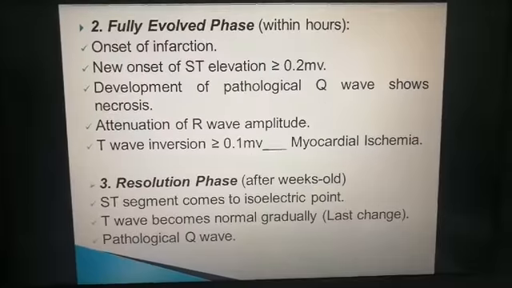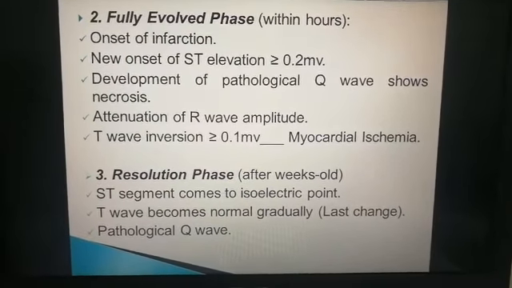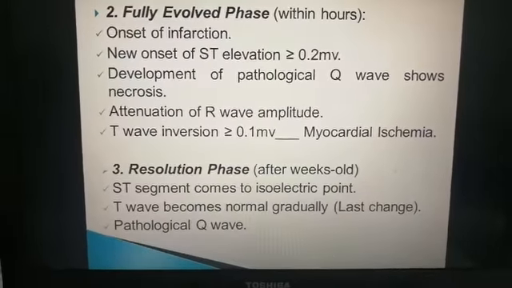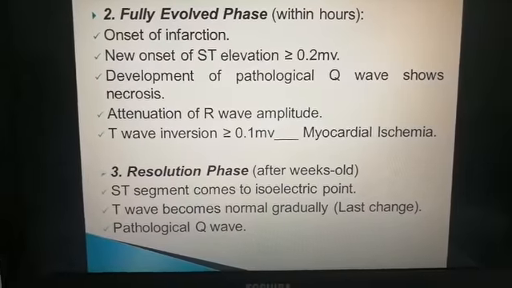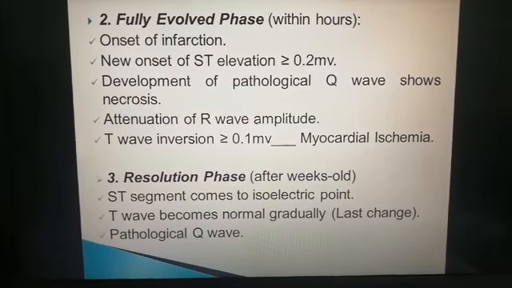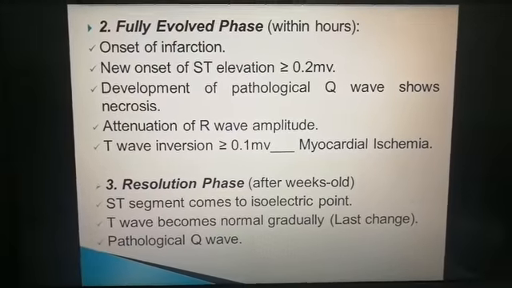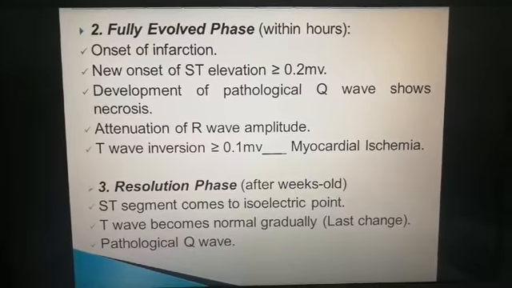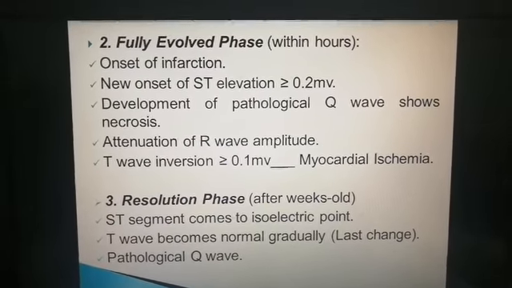That is the second, fully evolved phase, with a QRS change. Onset of infarction, there is infarction. In the first phase, no infarction. So development of a pathological Q wave shows necrosis, attenuation of R wave amplitude, meaning the R wave amplitude decreases, and T wave inversion. This is myocardial ischemia. There is an inverted T wave. I will show you in the diagram in the next slide.